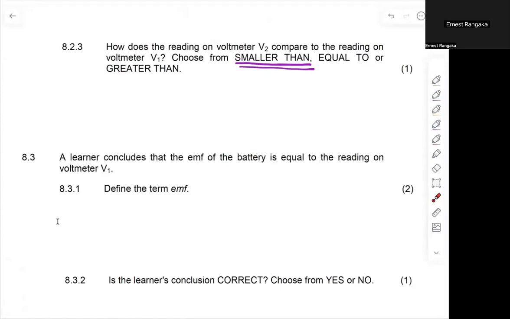Hi, Theo. Boitumelo says, can you please repeat the smaller than one? Okay, I'll do that just now. Let me finish with this question and I'll definitely do that.